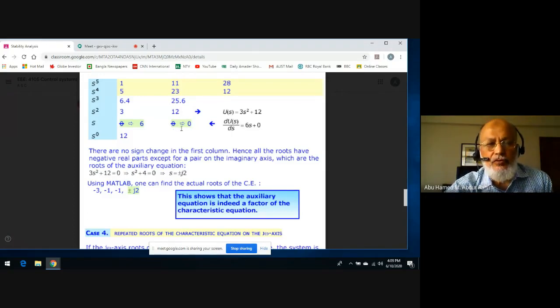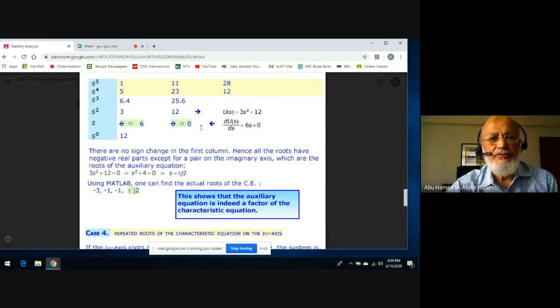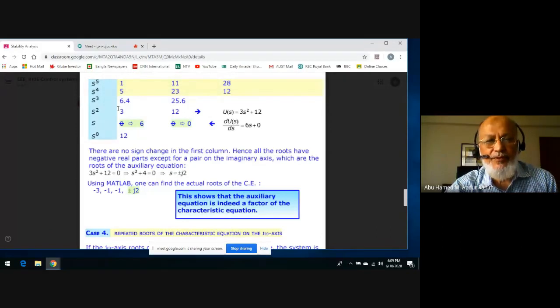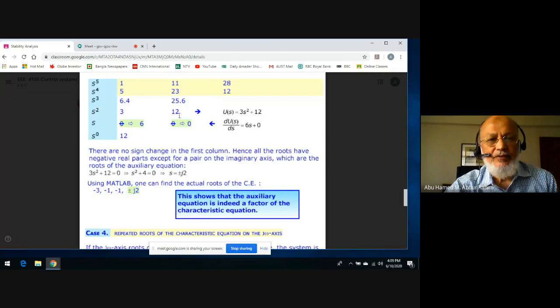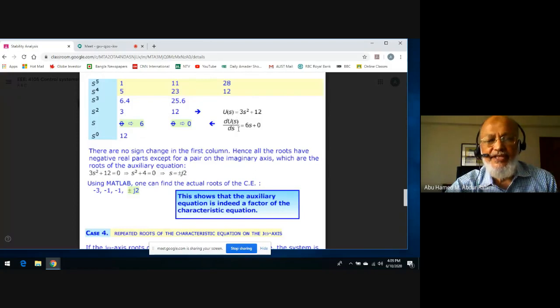So pause here for a moment and see if you understood. I'll tell you again and then we'll pause. So this is a special case. When an entire row comes 0, you go to the previous row and write the auxiliary equation from the previous row. How did you write it? We wrote 3s square plus 12 s to the power 0. Okay, so this is the auxiliary equation. We differentiate the auxiliary equation, take the coefficients of s, put them back in this next row.